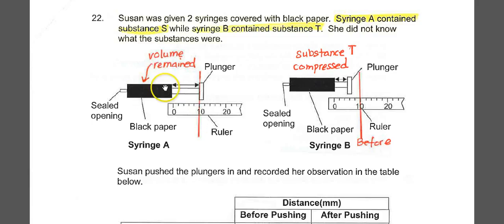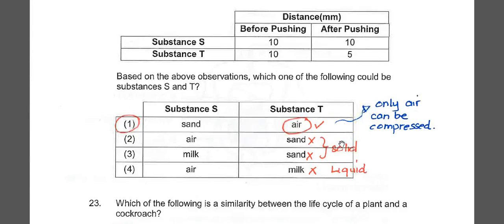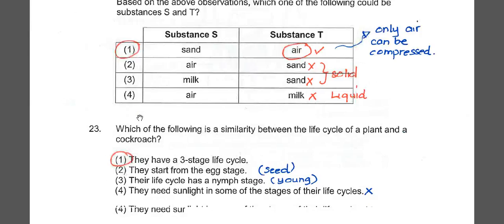The substance inside could not compress. This one compressed. This is very likely gas, all right, a gas inside. Okay, now let's take a look. So this one could not compress, this one compress. So substance T must be a sort of gas, or straight away you put air inside. All right, air, it is a composite of gases. All right, it cannot be sand and milk. These are totally wrong, all right, because these can't be compressed, only air. Answer is 1. Next, 23.